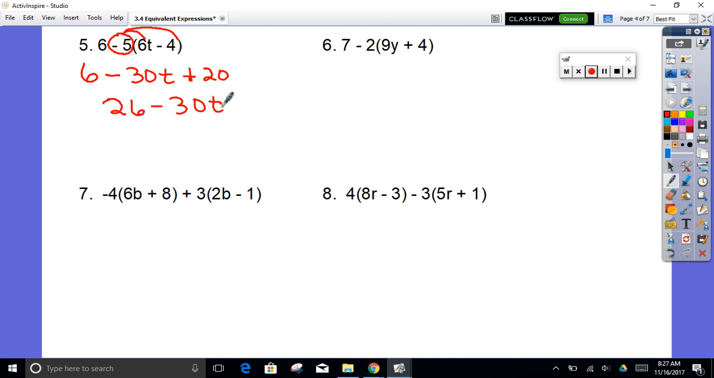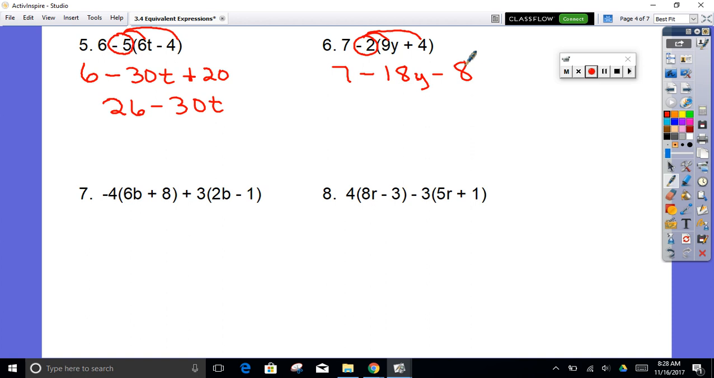Okay, number 6 is similar. Reagan, can you tell me how I would distribute for number 6? Bring down your 7 and then take negative 2 and multiply it by 9 and then by the 4. Okay, and then what would I get? You will get minus 18y, and then minus 8. Good.